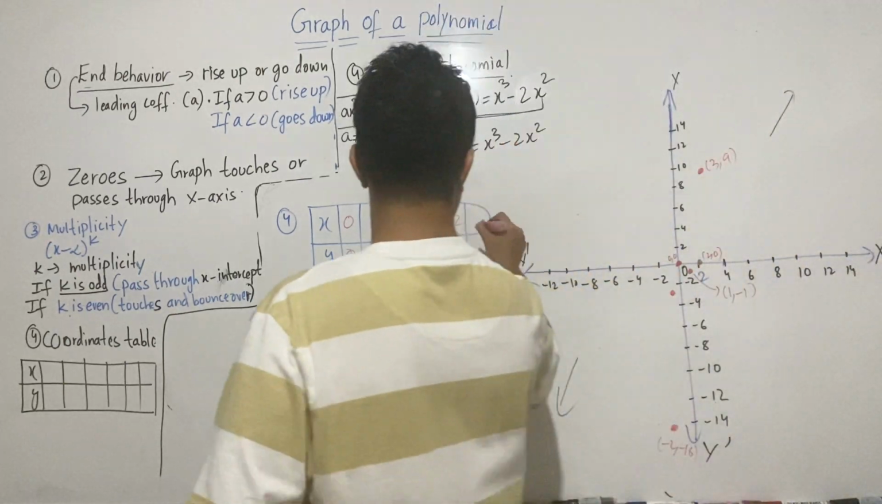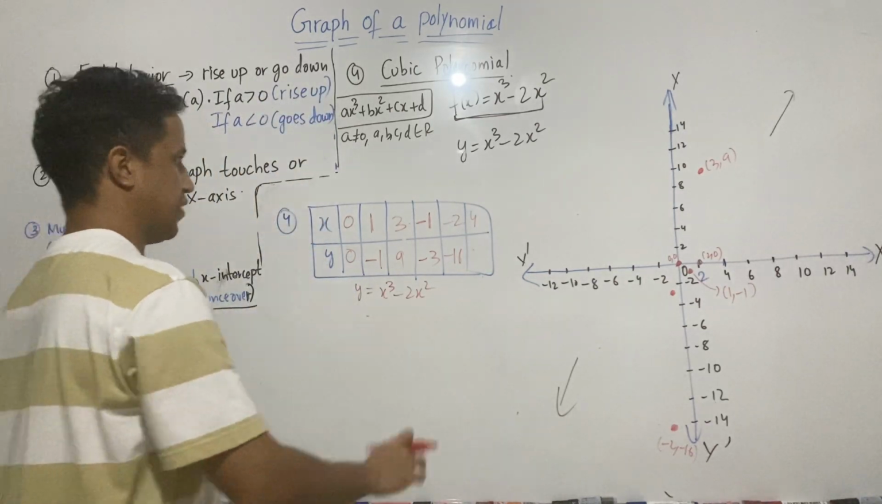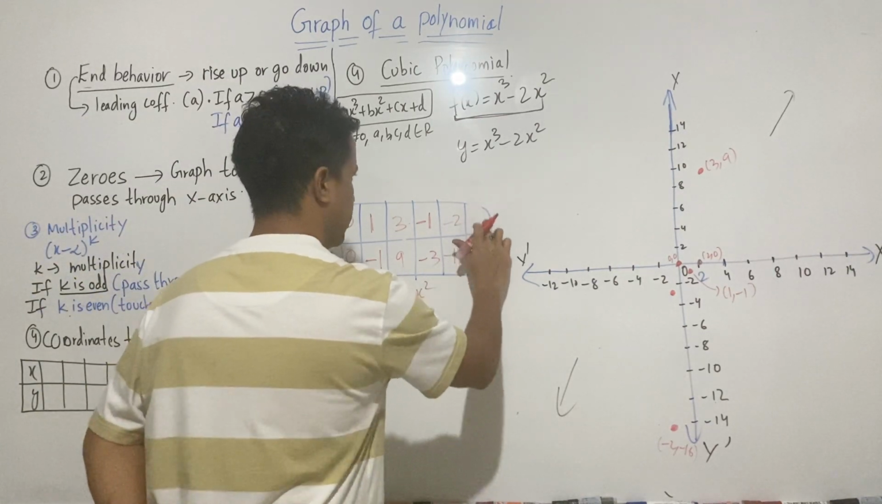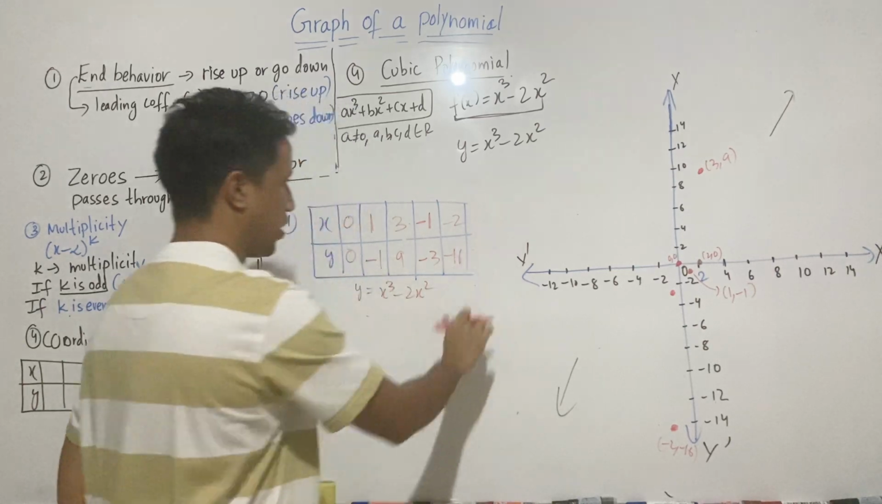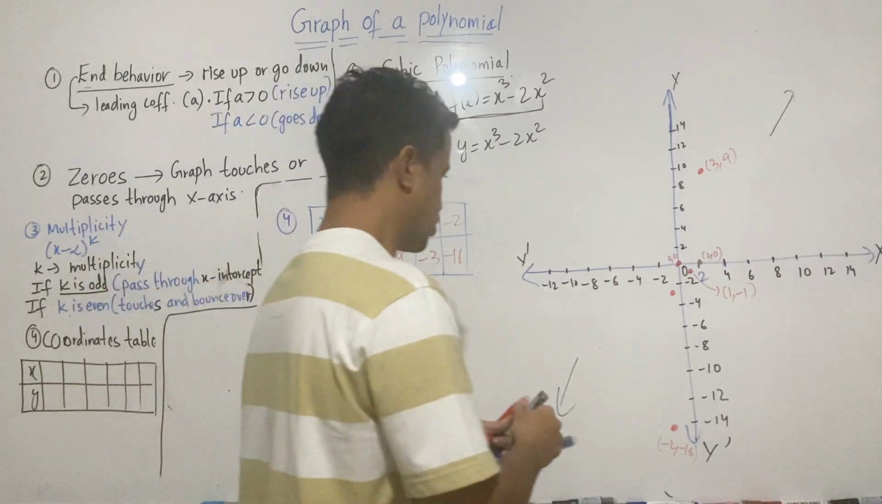Then we can check for x equal to 4. If x is 4, then, oh, leave it. It's going to give a huge value. So I guess it's fine. We'll see how we can connect these points.